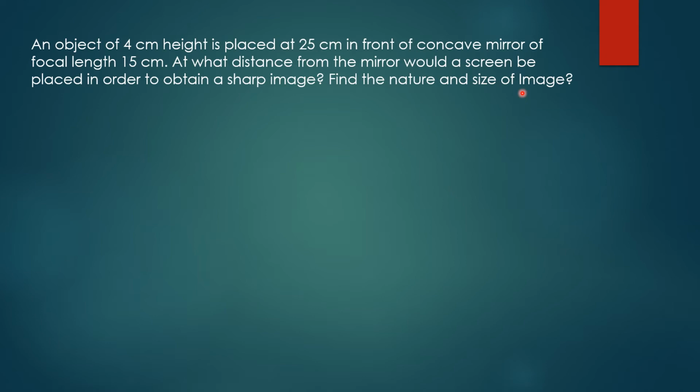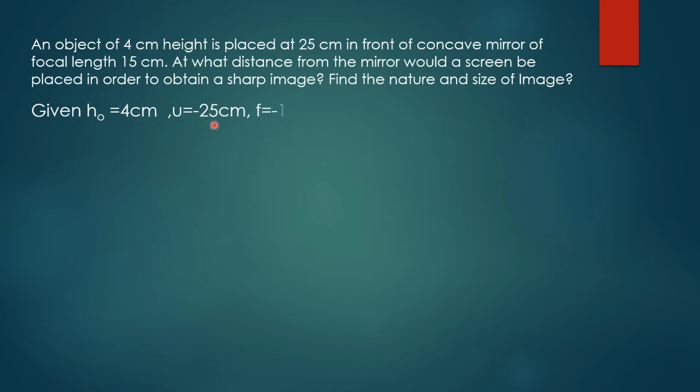So, first write down the values given. What is given here in the sum? Height of the object, Ho, is equal to how much? 4 centimeters. Is it plus 4 or minus 4? You are always measuring the height of the object above the principal axis. So, as per sign convention, Ho is equal to plus 4 centimeters.